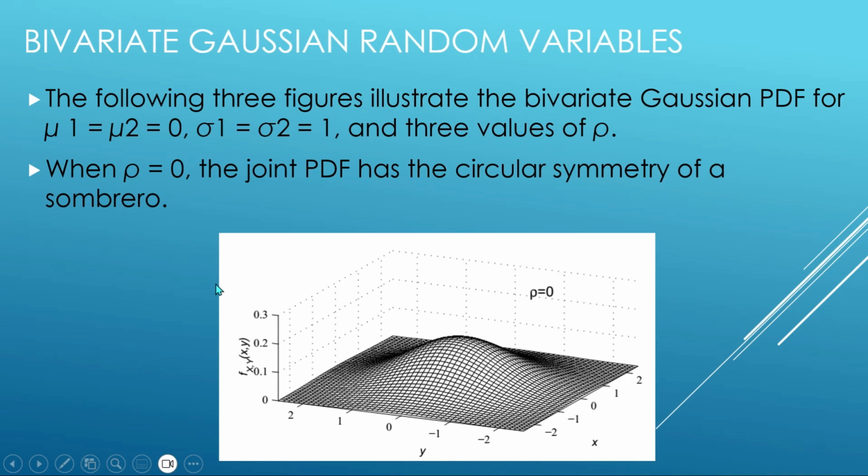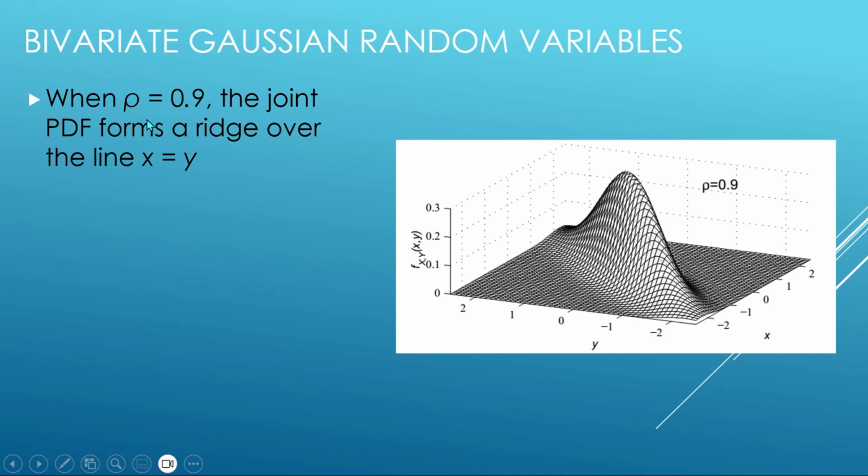So what we see is something shaped like a sombrero, like a hat. You can see that this curve is not very steep, it's very low. But when rho is equal to 0.9, a very high positive value of the correlation coefficient, then we see that they form a ridge over the line x is equal to y. They form a ridge like this, which is x is equal to y.